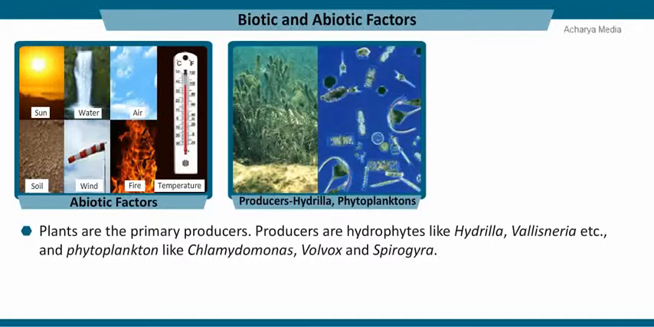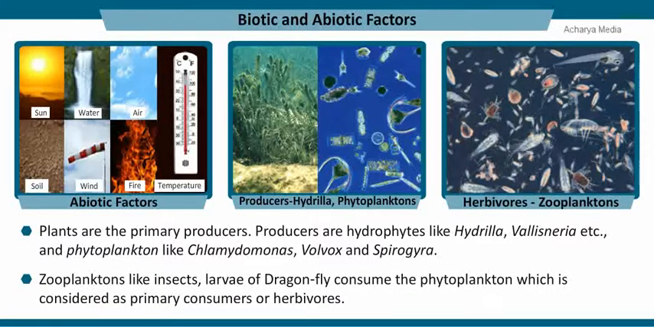Plants are the primary producers. Producers are hydrophytes like Hydrilla, Vallisneria, etc. and phytoplankton like Chlamydomonas, Volvox and Spirogyra. Zooplanktons like insects, larvae of dragonfly consume the phytoplankton, which is considered as primary consumers or herbivores.